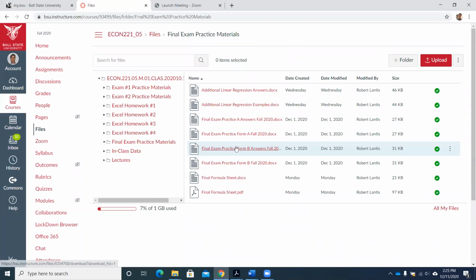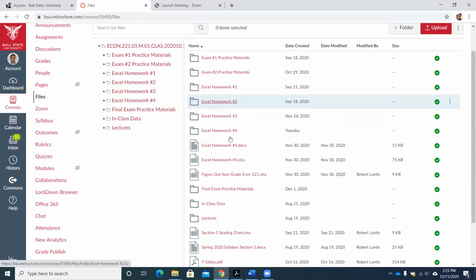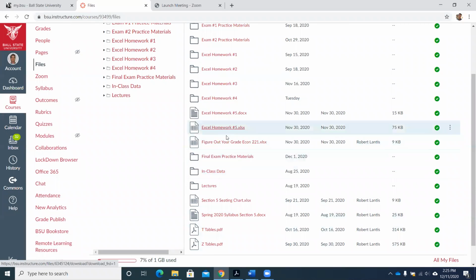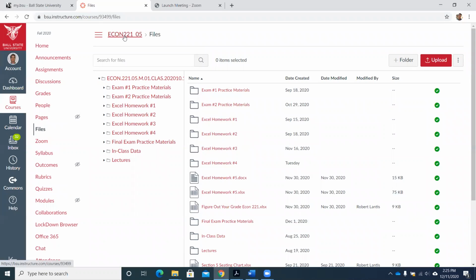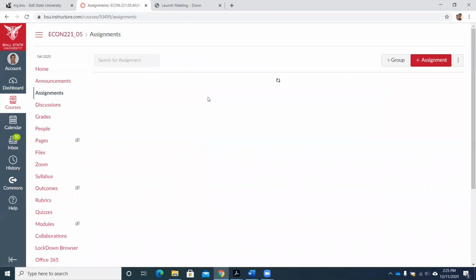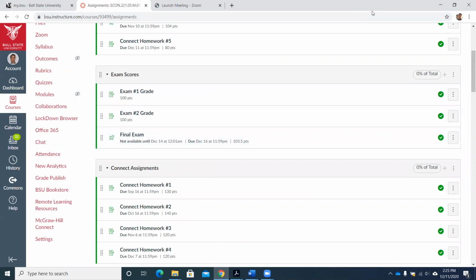Here under final exam practice materials, you've got that final exam formula sheet either as a Word doc or a PDF. So those would be the three things that I would suggest having open before you even start the exam. I'm not going to do a lockdown or anything, so you can have those open and view them. The exam should be sitting there. You just won't be able to open it until just after midnight on Sunday, so Monday morning at 12:01.